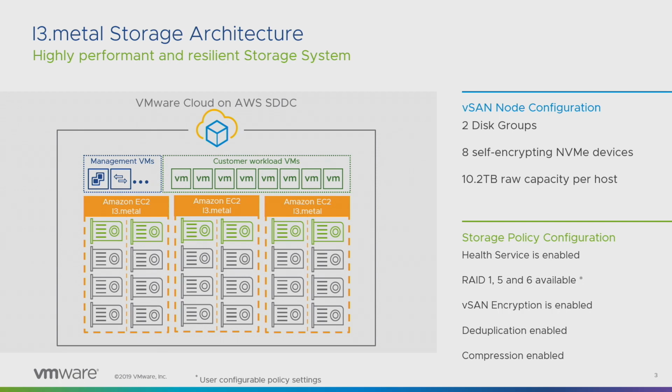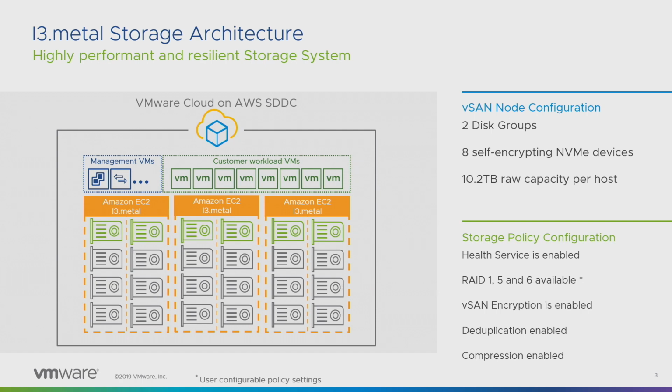We take those 8 drives and we split them up into 2 disk groups. Now, we do 2 disk groups for a couple of different reasons. First and foremost, we get slightly better performance because we get multiple threads and the ability to run 2 destage threads in parallel. But it also just makes for a more resilient storage system because if we were to lose an entire disk group, it's only half of the data that's on the host. So we'd only have to rebuild half of that data.